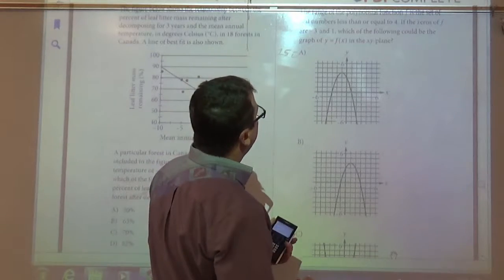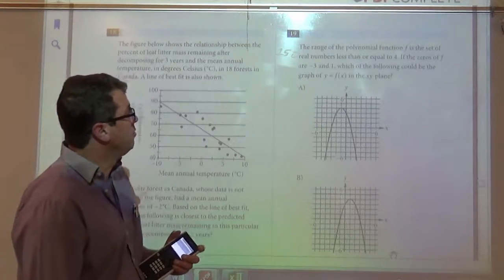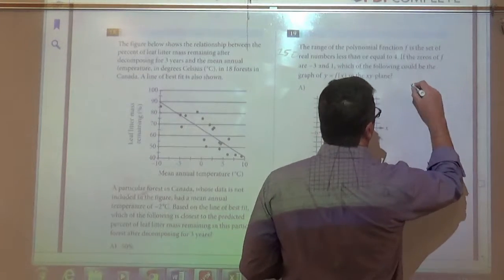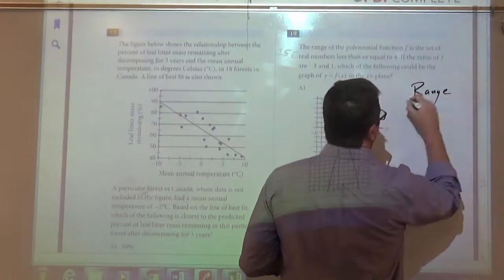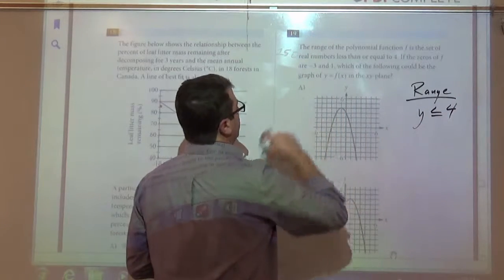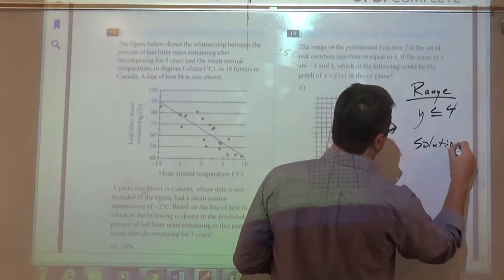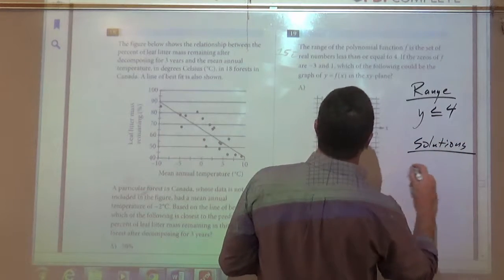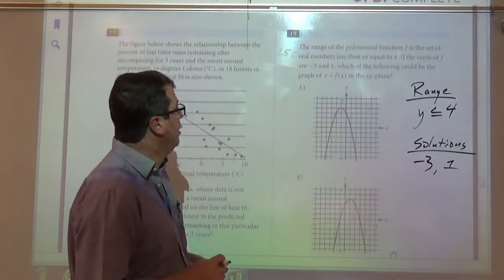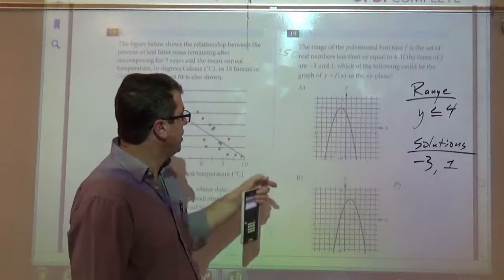And for 19, the range of the polynomial function f is the set of real numbers less than or equal to 4. So range, y is less than or equal to 4. The zeros of f: zeros, solutions, roots, x-intercepts, they're all the same thing. It's just where it hits the x-axis. And they want to know which of the following could represent y equals f of x.